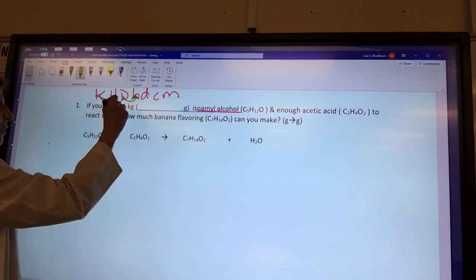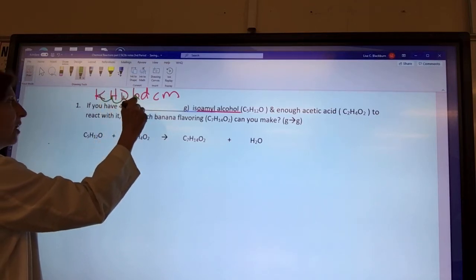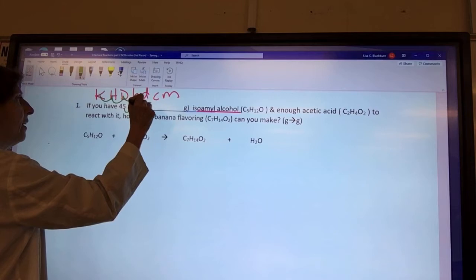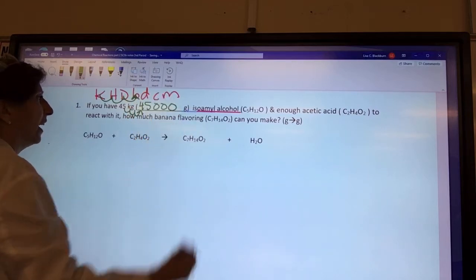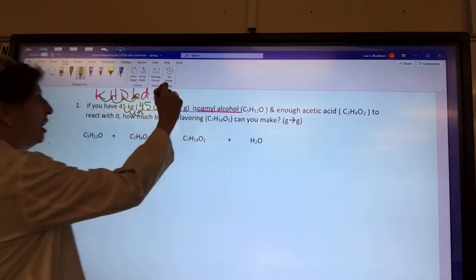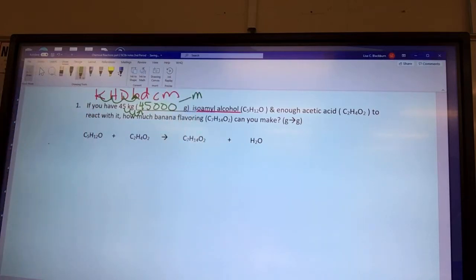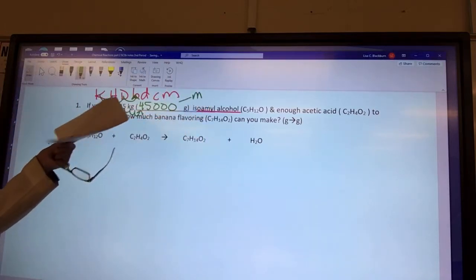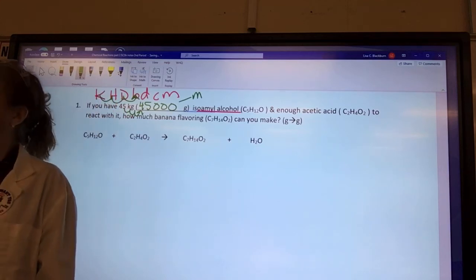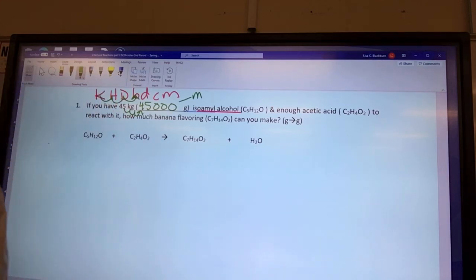I augment zeros, 1, 2, 3 frog hops. It's 45,000 grams. And that's a mass, so I'm going to label it as a mass. Are we good so far? We underlined our chemical. We converted kilograms to grams. We labeled it as a mass.